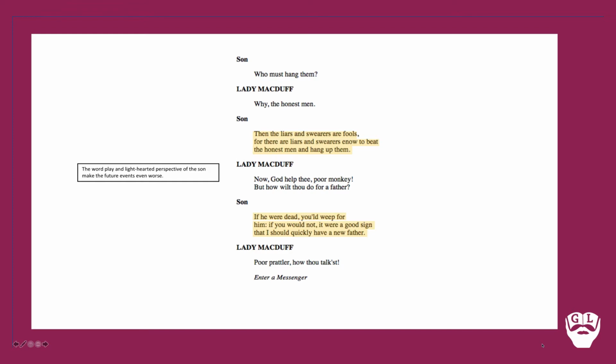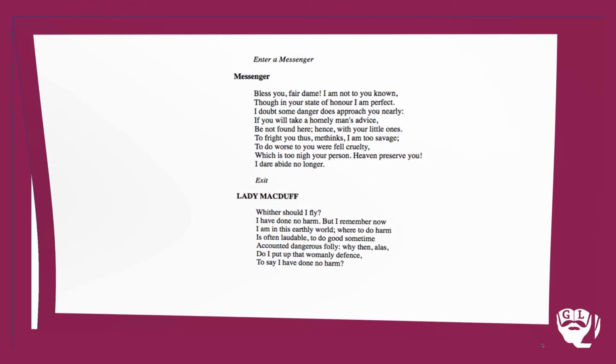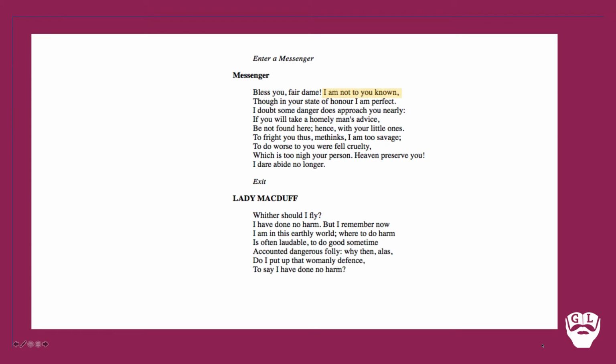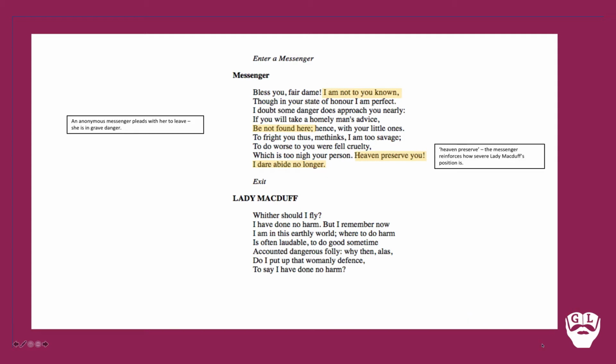And an anonymous messenger then enters and bids her, while he is not known, be not found here. He's pleading with her to leave, and how she is in grave danger at this point. Heaven preserve you, I dare abide no longer, is a really telling point here, that she's really in a sense of doom. Lady Macduff then says, where should I fly? And I have done no harm. She realises she hasn't done anything wrong, why should I leave?